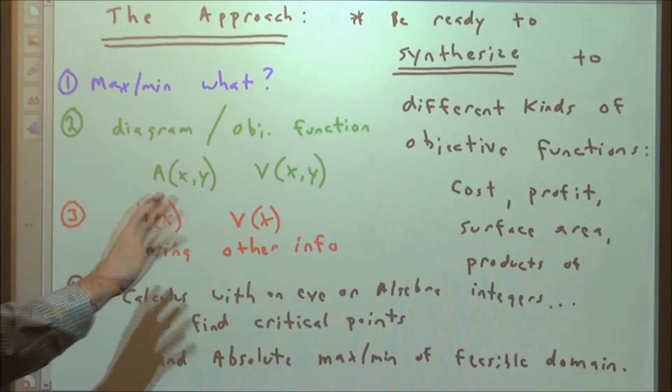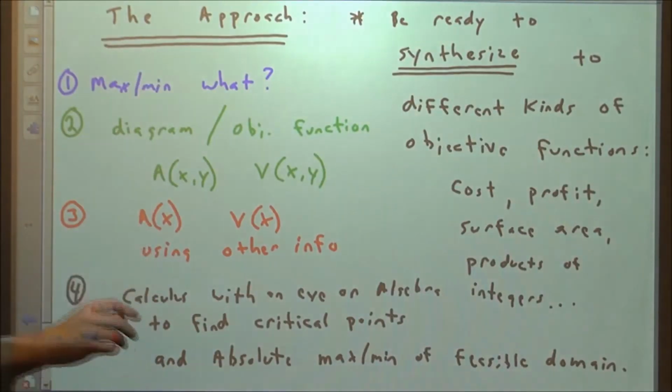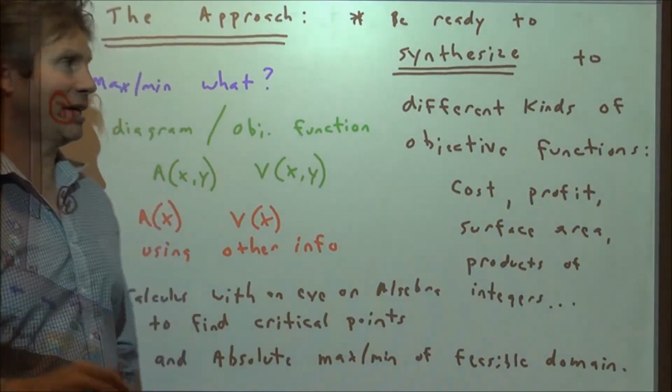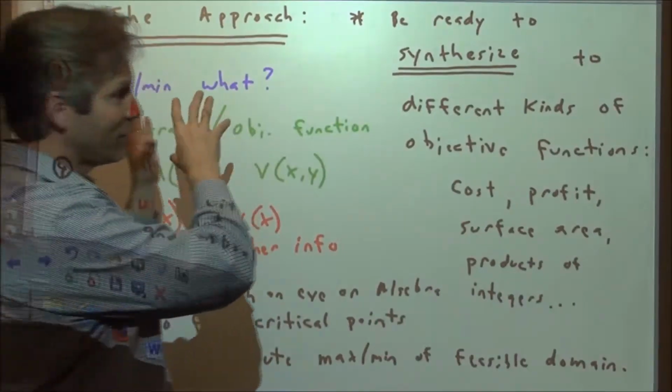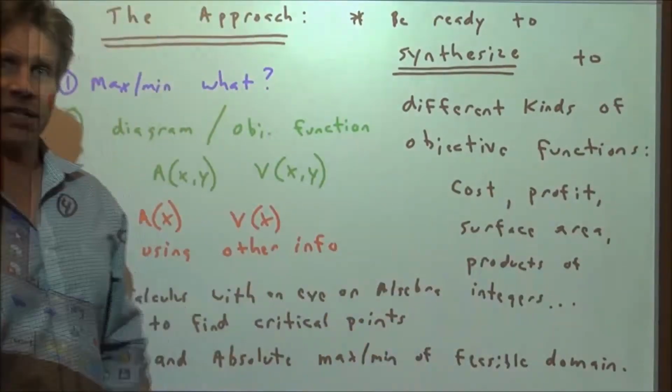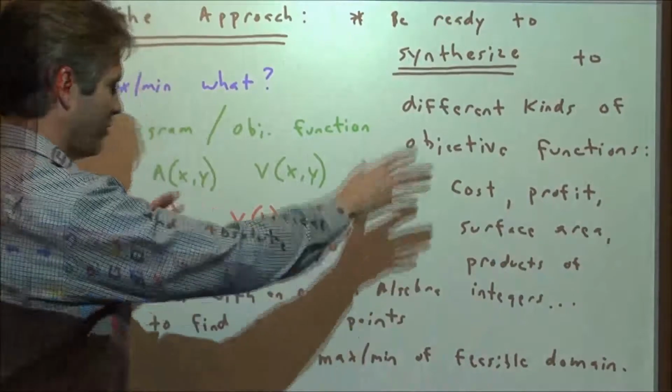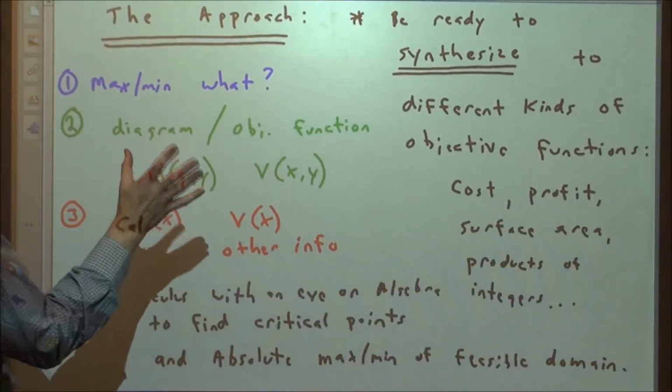So, to summarize, here's the approach, but please be ready to synthesize, you guys. We've got to be ready to take what we're understanding about this and soon apply it to other objective functions: cost functions, profit, surface area, other things, products of integers.